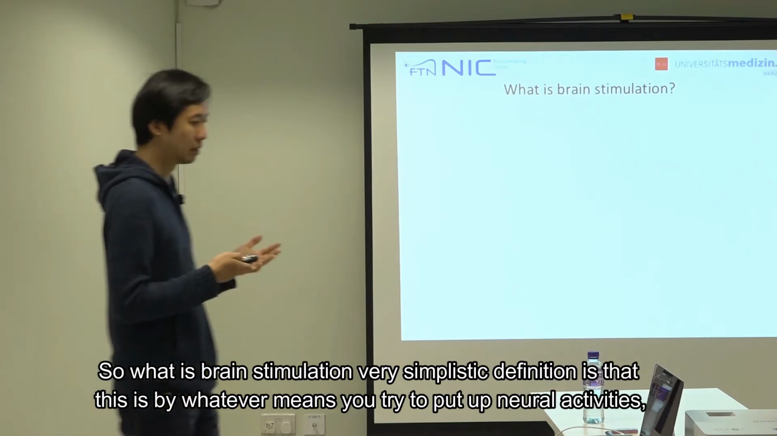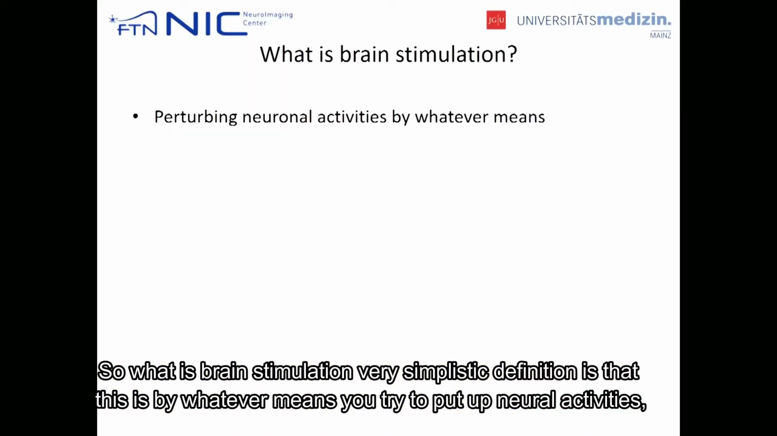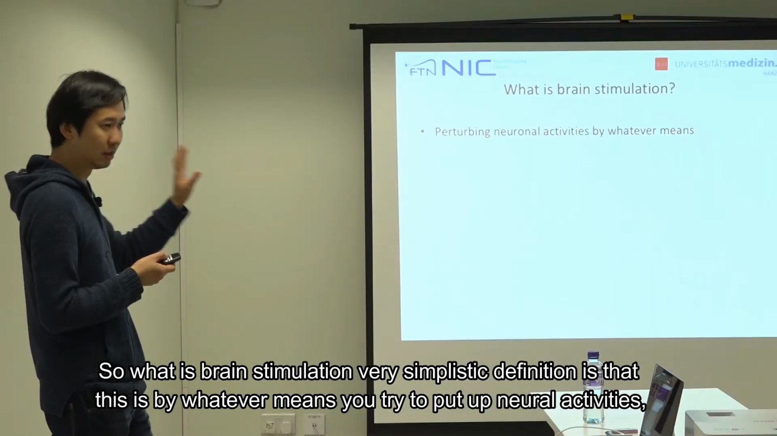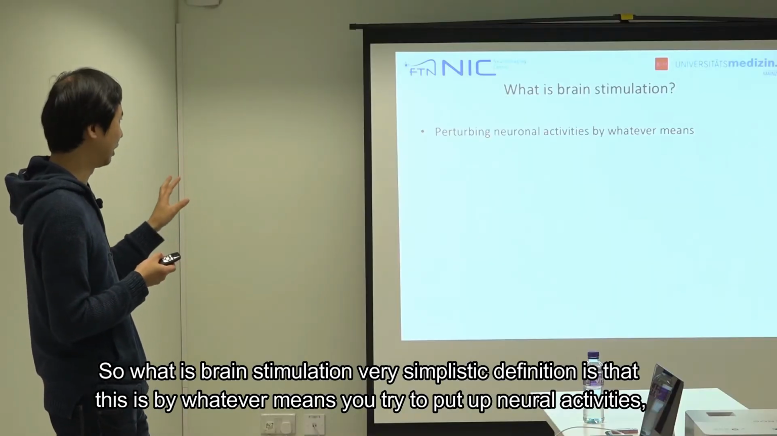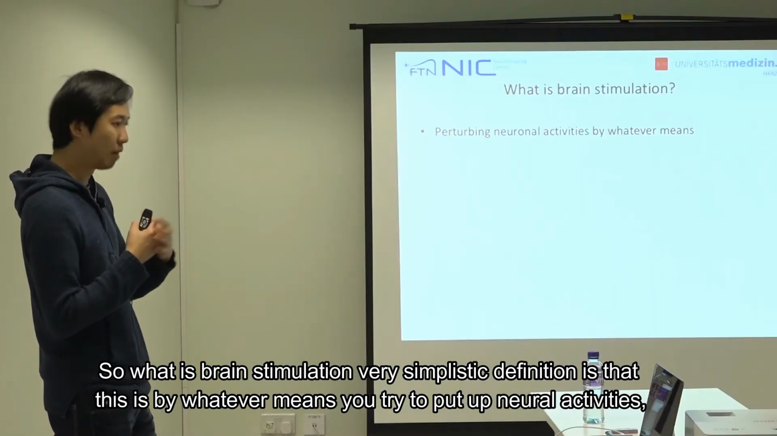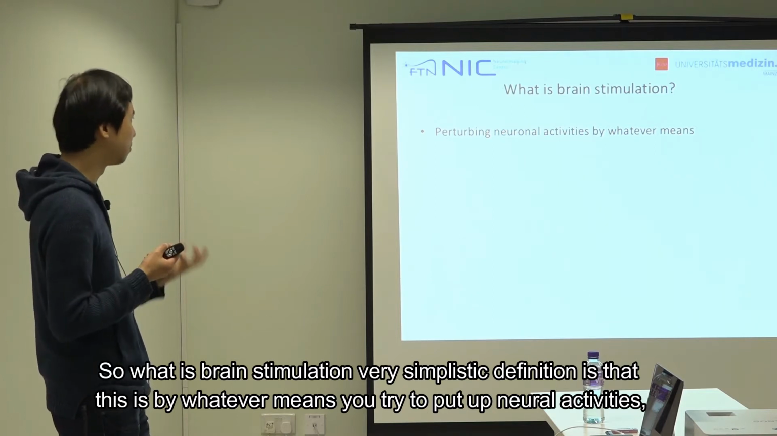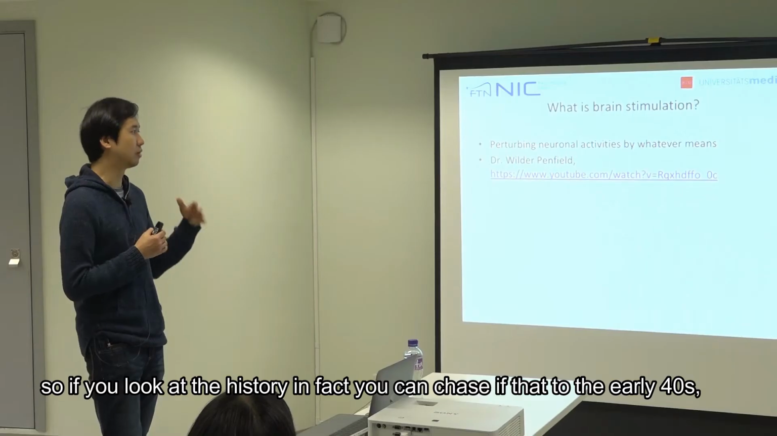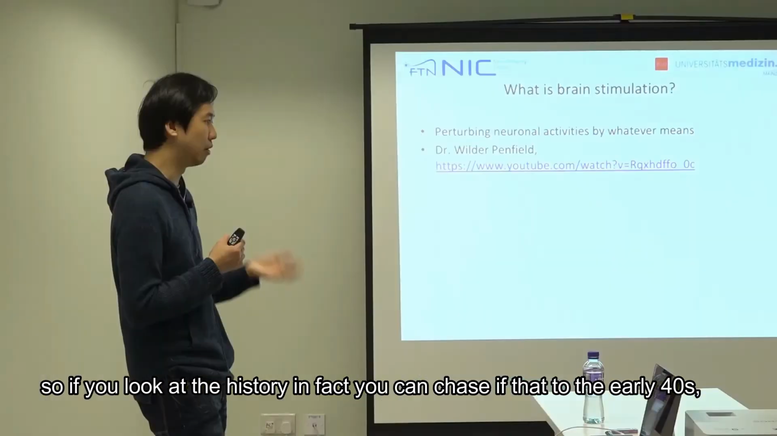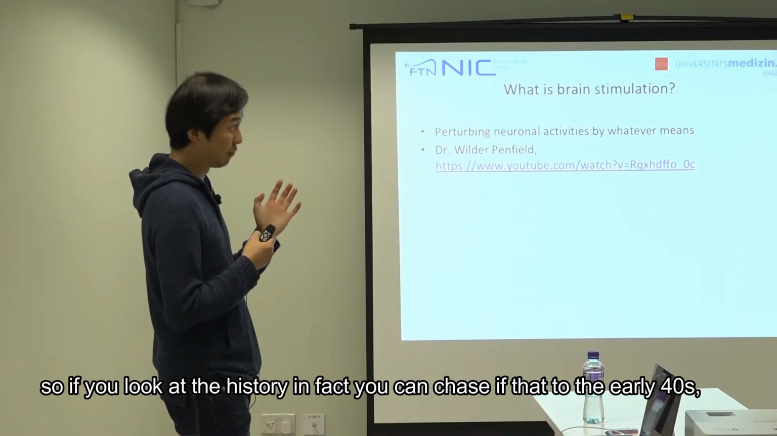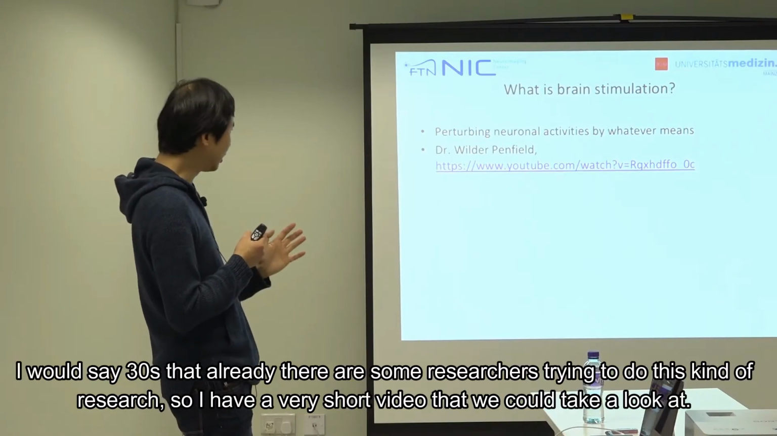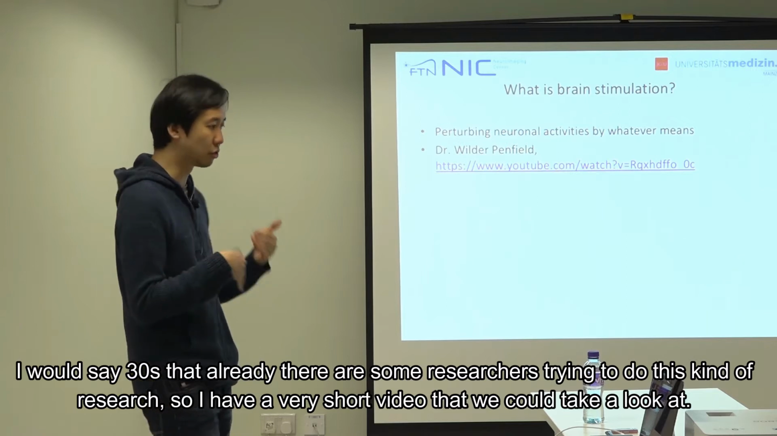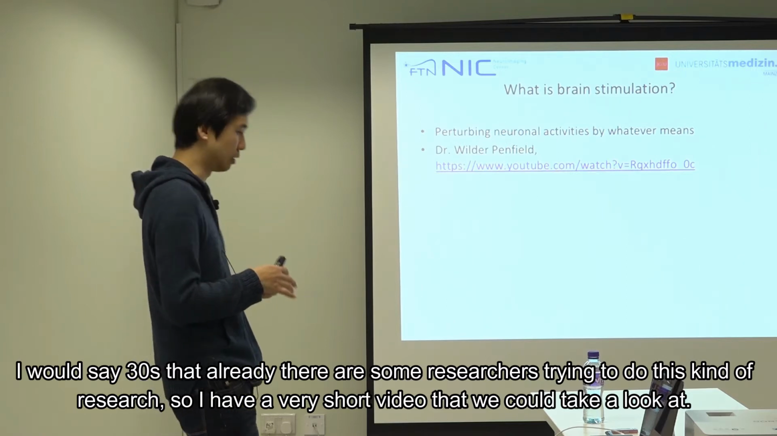So what is brain stimulation? A very, very simplistic definition is that this is, by whatever means, trying to perturb neuronal activities. If you look at the history, in fact, you could trace it back to the early 40s, I would say, or 30s, when there were already some researchers trying to do this kind of research.